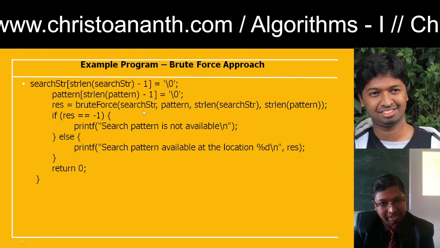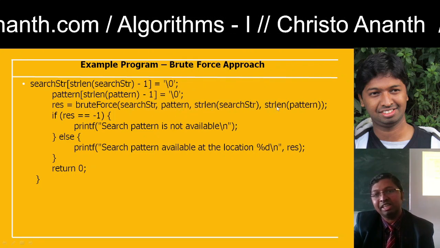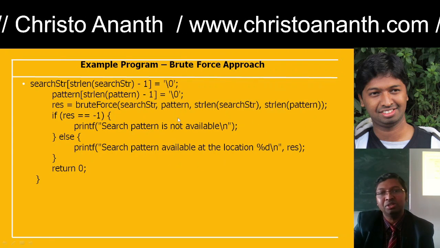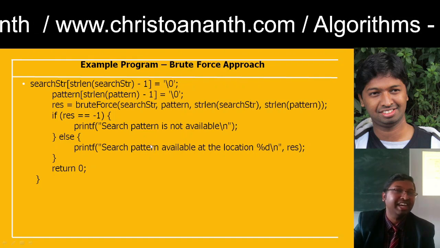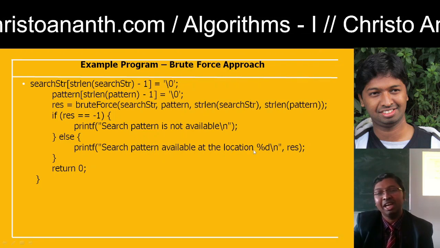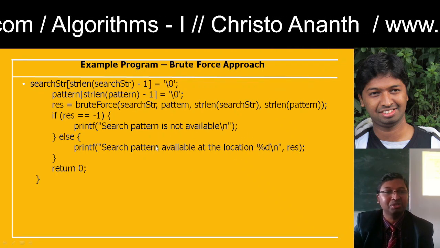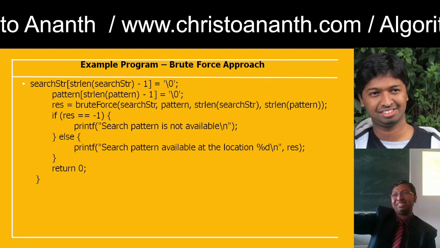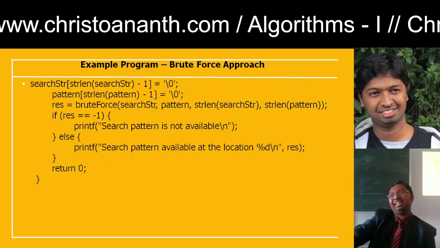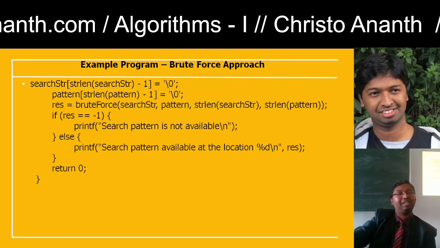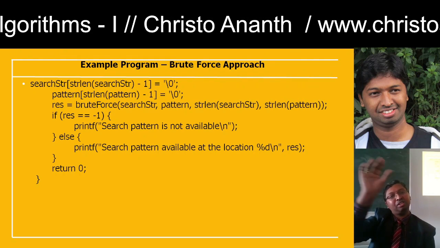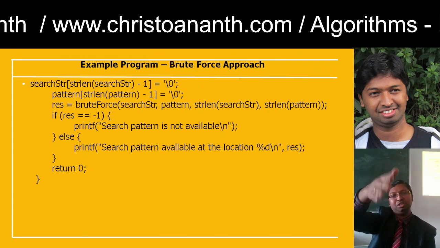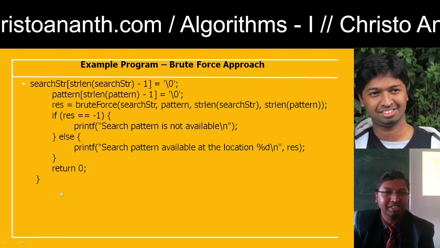You will go with the search string, pattern string, length of search string, length of pattern, and if it is equal to -1 you can show search pattern is not available. In the other case you can show search pattern is available at the particular location. Okay, so this is how it goes. So the earlier case we saw step by step, here we are applying step by step, and we are finding whether in the total array we have that pattern or not. If it is present, then you will show search pattern is available at this particular location. Otherwise you go with that -1, search pattern is not available, and you return 0.